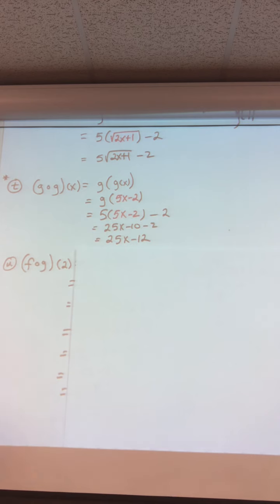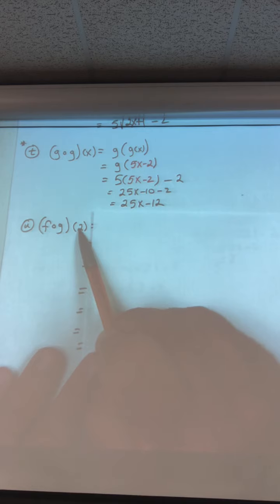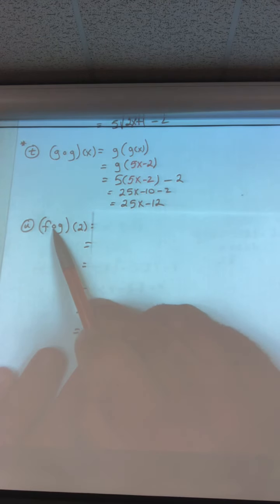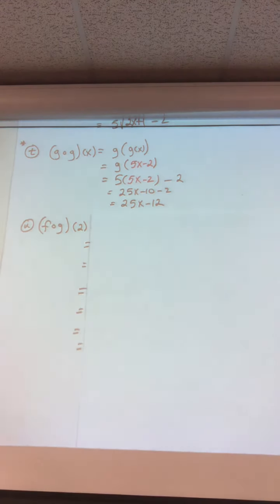Okay, 3 more examples here. All right, how is this one different? Because it's not x, it's 2. Now, it's still composition. So we're going to start out just like we did in the other one. What letter do you see first?